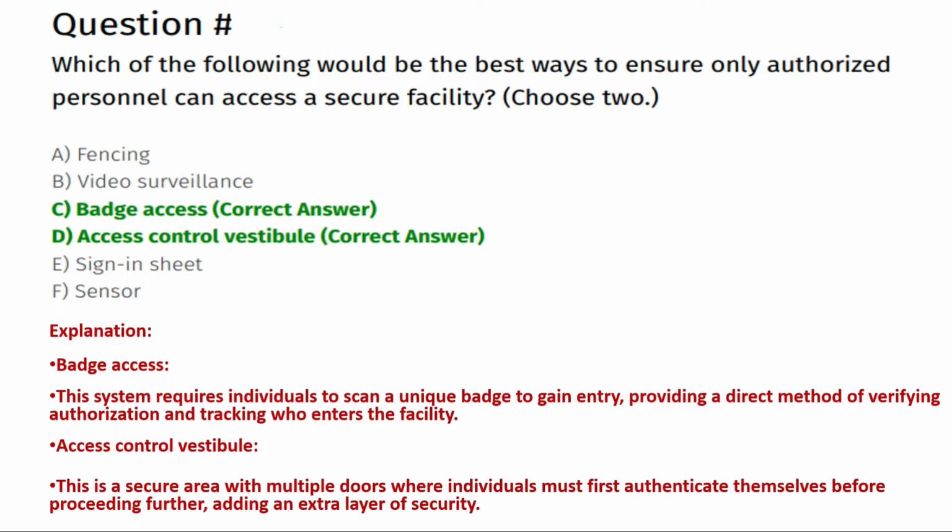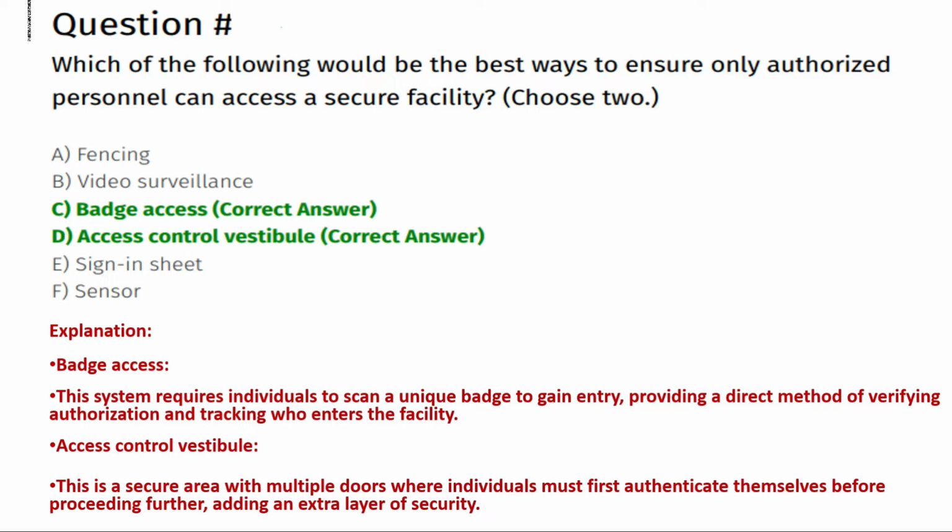And this is the question, which of the following would be the best ways to ensure only authorized personnel can access a secure facility? So choose two options out of these options. Option A, fencing. Option B, video surveillance. Option C, badge access. Option D, access control vestibule. Option E, sign-in sheet. Option F, sensor. And the correct answer for this question is option C and option D. Option C is badge access and option D is access control vestibule.